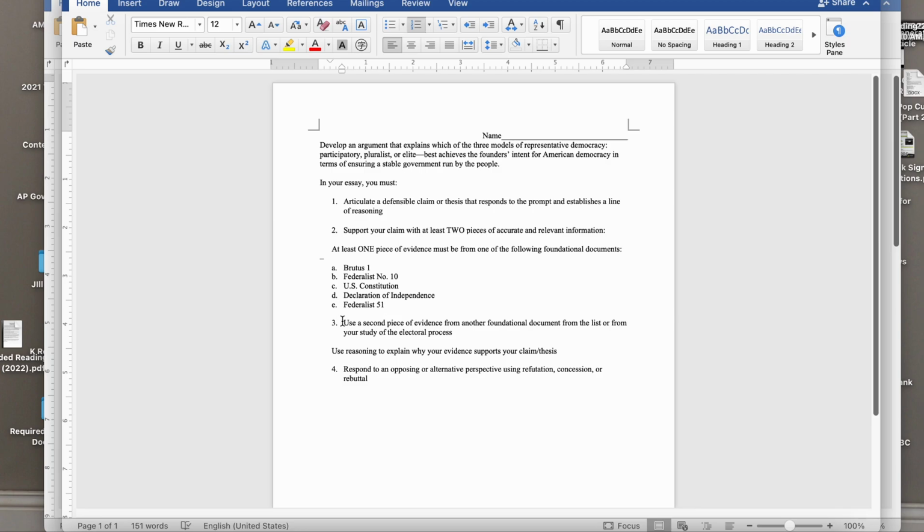Your third paragraph is also going to be another paragraph explaining to me why your claim is correct, and you can use information in these documents if you so choose, but you can also go in another direction and maybe use something that you've seen or read before, read in the textbook, or maybe learned in another class that would bolster your argument as well.